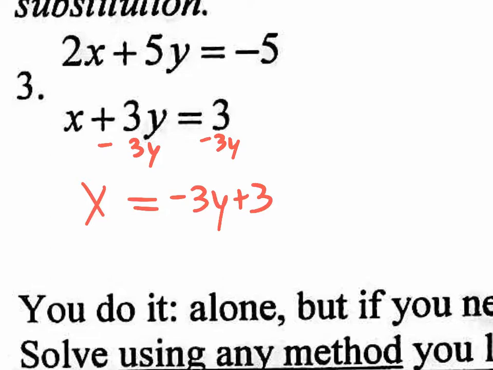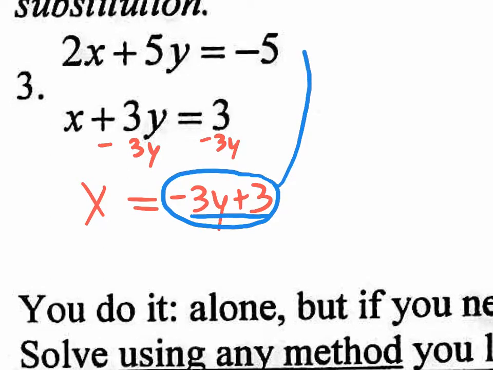Step 2, take that variable expression and plug it into the equation you have not used. So we have not used the top equation, and I'm going to plug in this variable expression, this negative 3y plus 3. I'm going to plug it in. Where am I going to plug it in? To the x or to the y? I hope you don't say y. I hope you say x.